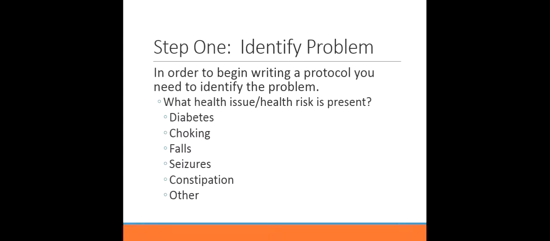Step 1, in order to write a protocol, you have to identify the problem. You can't write a protocol if you don't know what you're going to be writing about. So some examples, again, of potential health risks or potential health issues would include diabetes, choking, falls, seizures, constipation, and there can be numerous others.